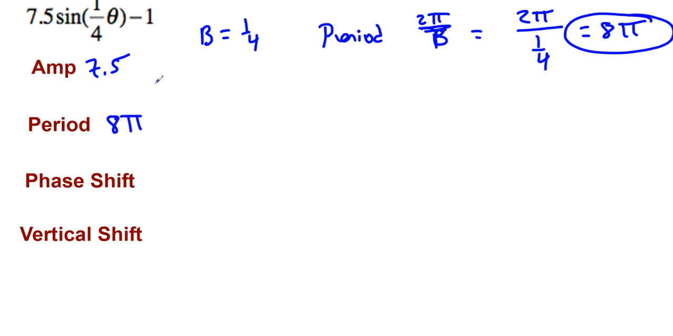Phase shift. There's nothing going on over here. That's minus 0. So there's no phase shift. And vertical shift, we're down 1. There you got it. All right, next.